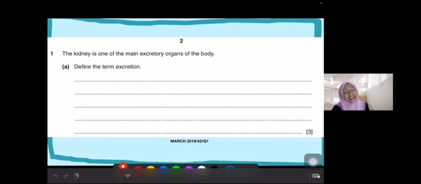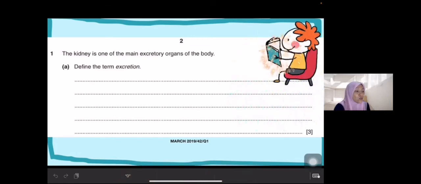Maka dia berapa? Kan teacher dah cakap. Define je, tapi 3 markah dia bagi. So macam mana nak bagi? Kita banyak tadi kan. Daripada 3 markah, daripada yang kita dah tulis tadi tu.